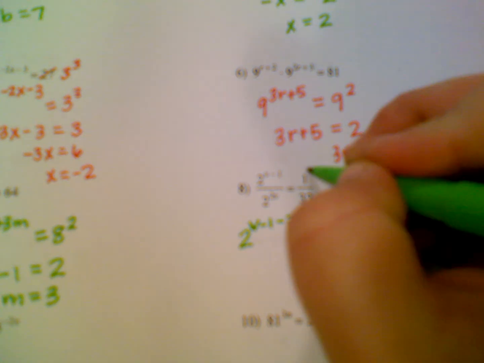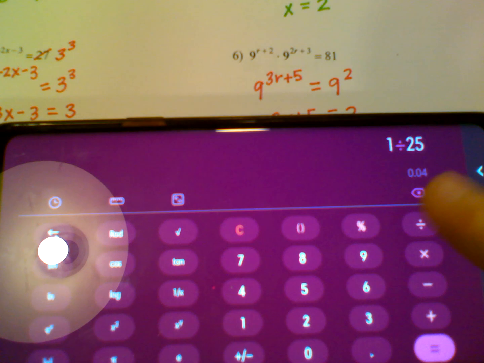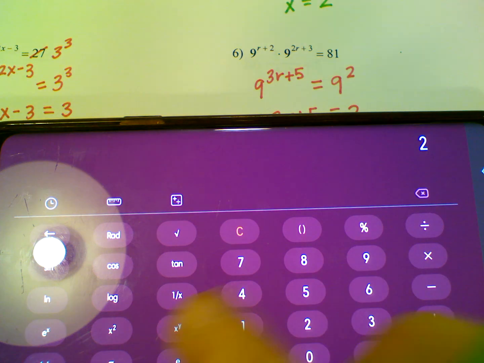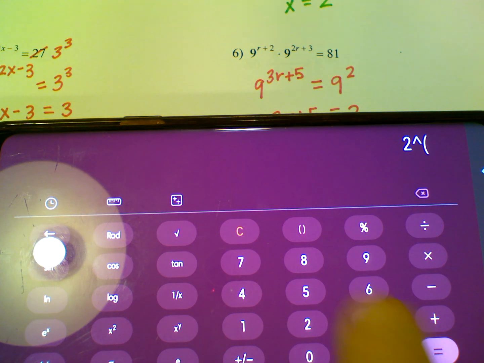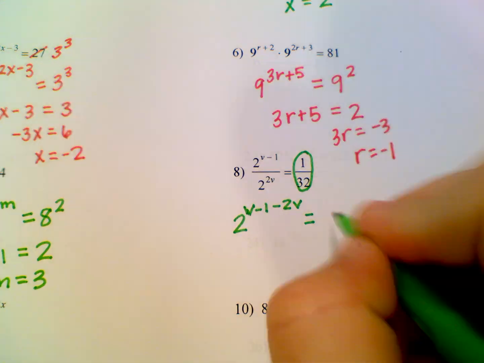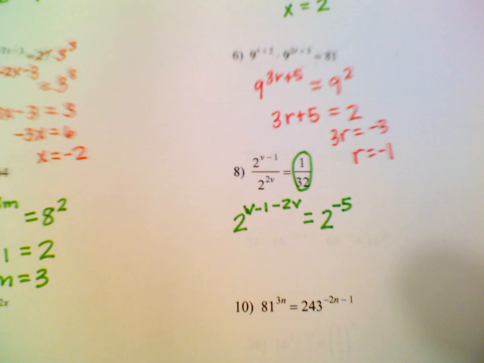And then this one, 1 over 32, this one's going to take a moment. So let's see if we can figure it out. So 2 to what power is 32? Maybe 4, no, not 4, 5. So 2 to the 5th power is 32. Now because this is 1 over 32, this is going to be 2 to the -5th. That's how it turns into that fraction.